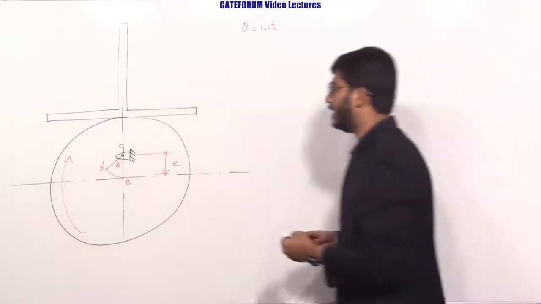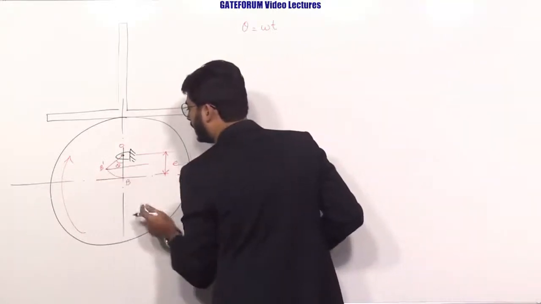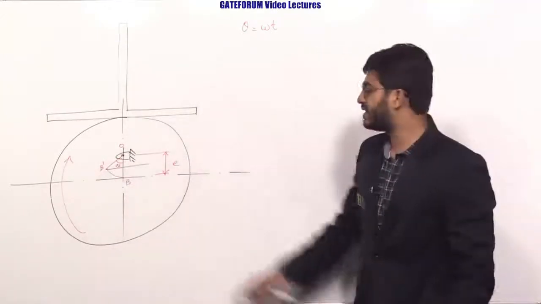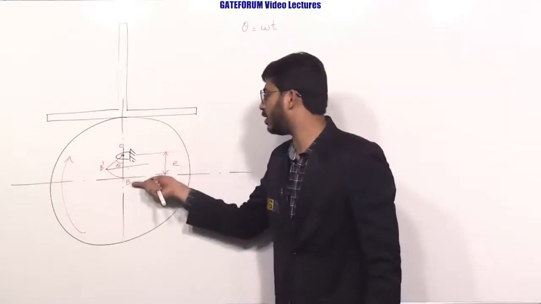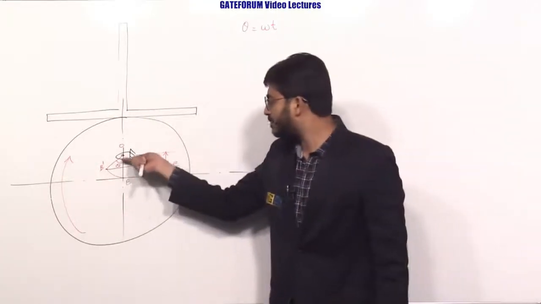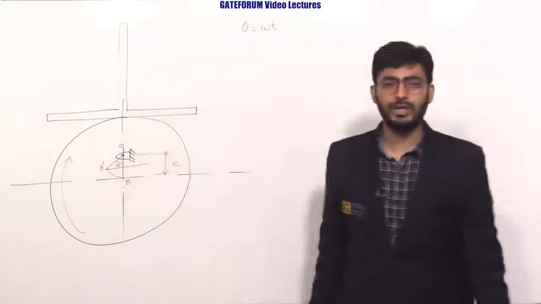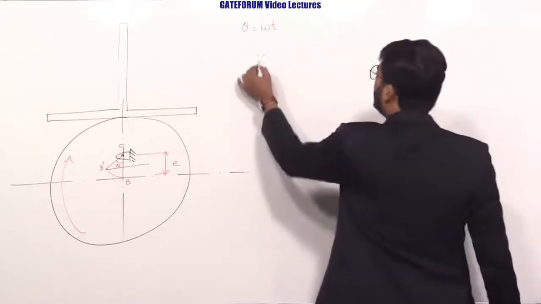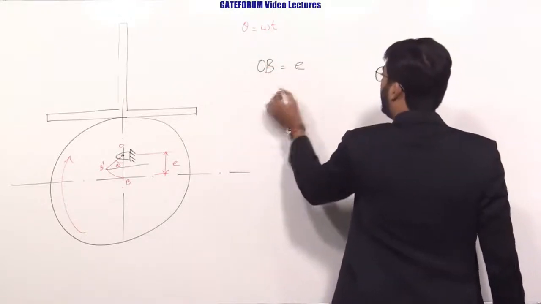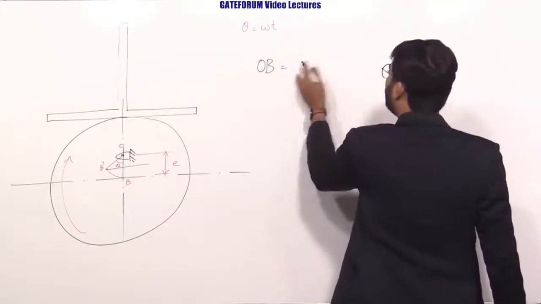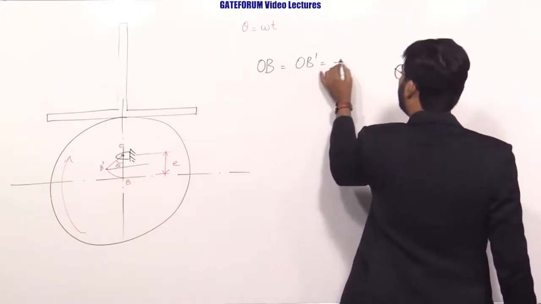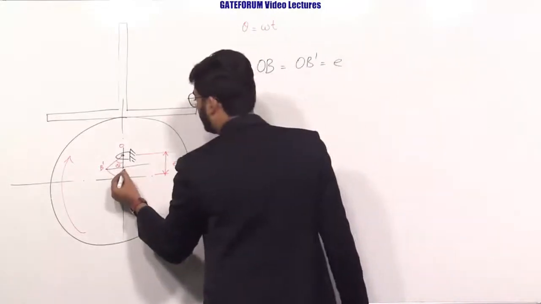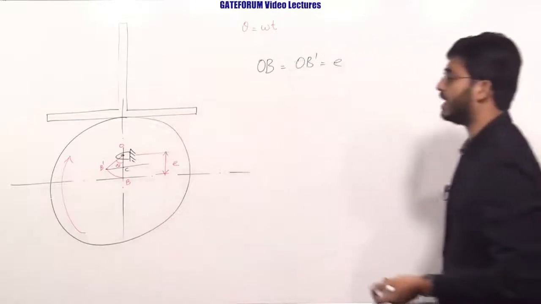Now this vertical displacement between B and B dash will be the displacement of the follower. So now I can write OB is equal to E, and OB equal to OB dash equal to E, and let us name this point as some point C.